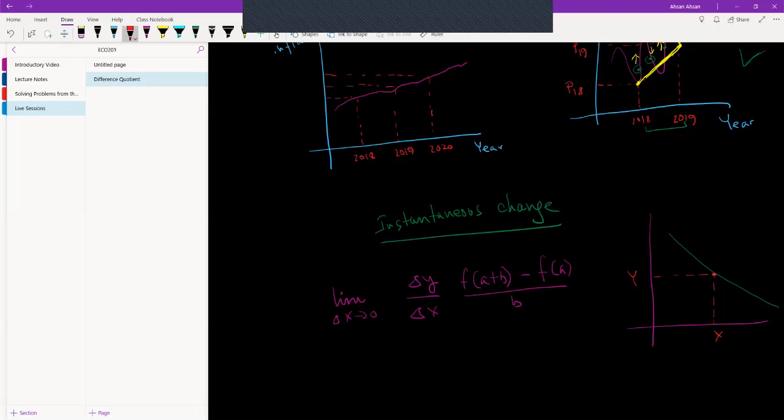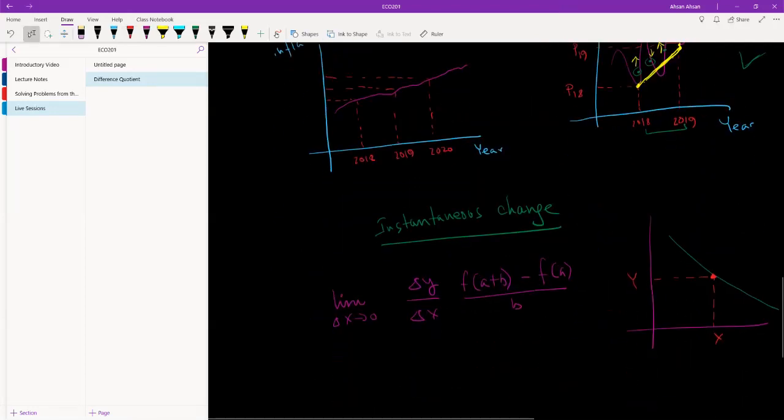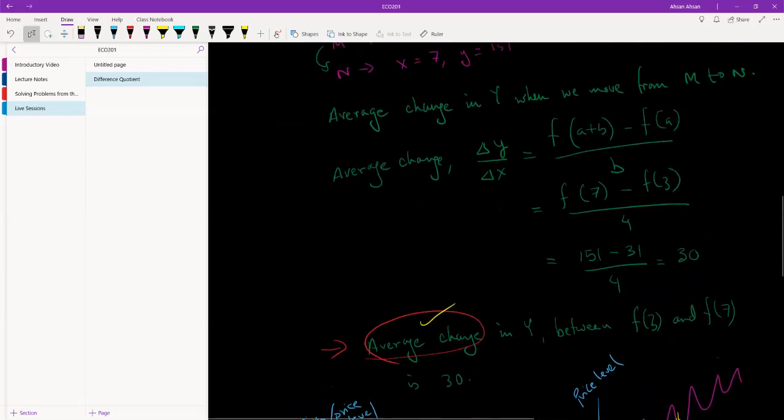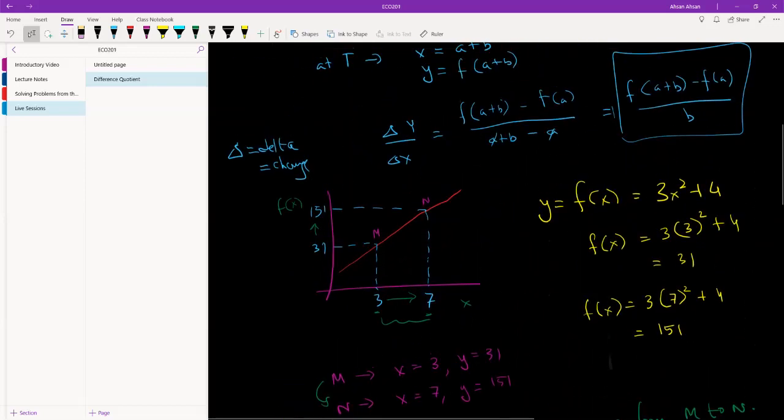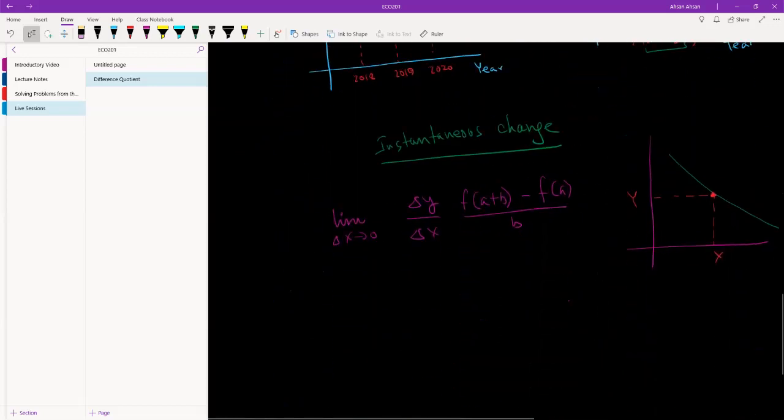But theoretically, what we are going to be able to do is calculate the rate of change, the average change of exactly this point. And that's the instantaneous change. Instead of the average change that we had done before, we are going to be dealing with instantaneous change. So let me just bring down this formula again. This was 3x squared plus 4. Okay, let's deal with the same formula.